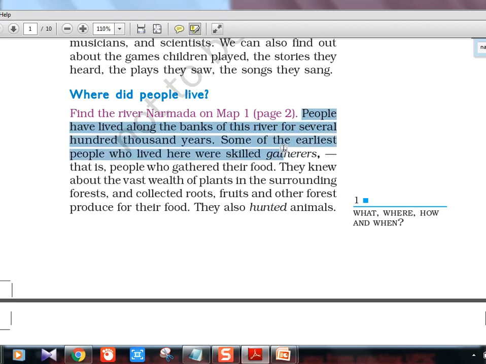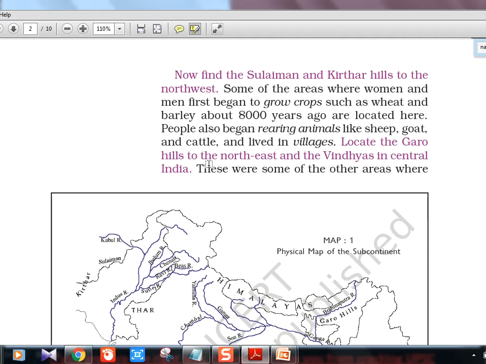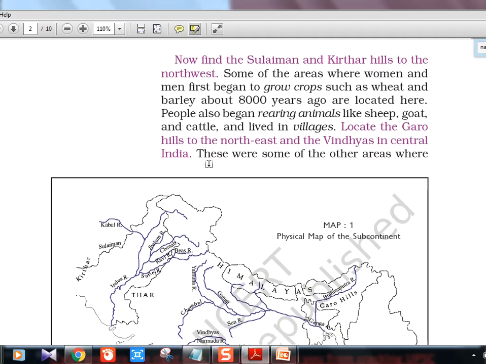Some of the earliest people who lived here were skilled gatherers, that is, people who gathered their food. At that time agriculture and cropping would not be there, so they would hunt animals or gather forest resources, whatever they got, and that is how they survived. The Narmada river is very important because centuries ago people used to inhabit it. That is maybe new information for most of you. They are taking us through the entire map so that we can get an idea.